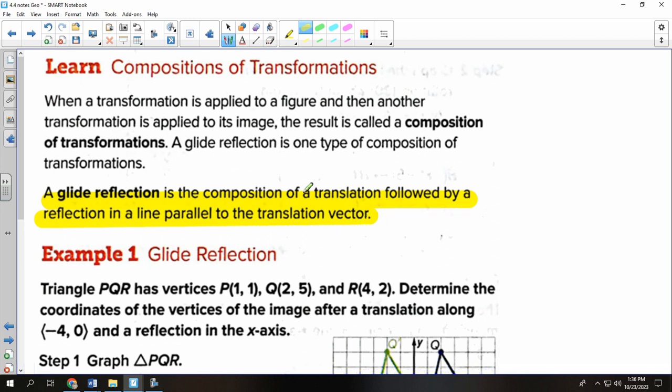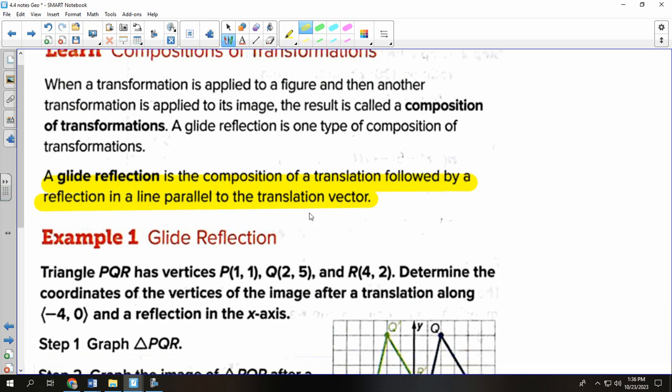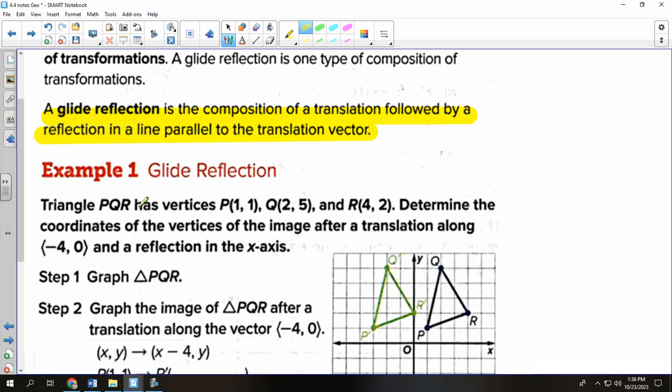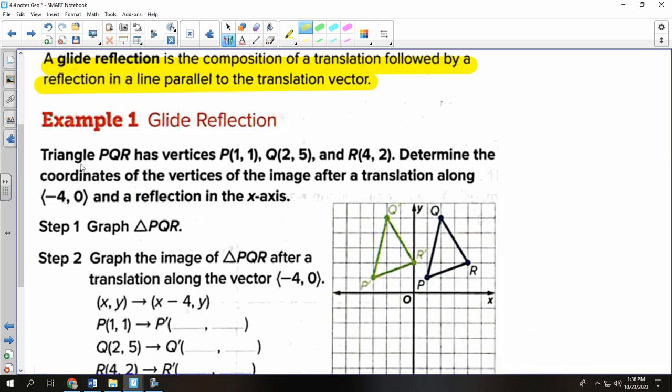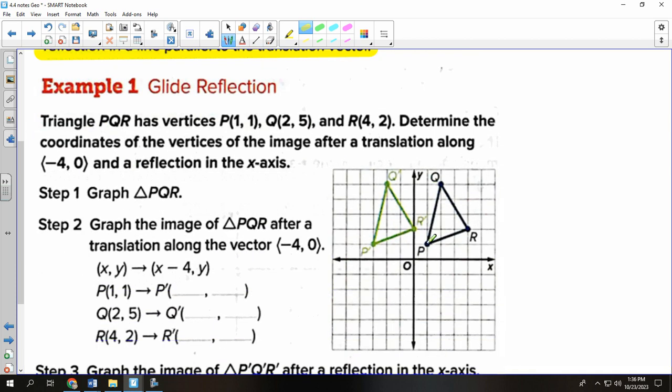So glide is reflection and then translation. Okay, let's look at a glide reflection here. Triangle PQR has vertices (1, 1), (2, 5), and (4, 2). Determine the coordinates of the vertices of the image after a translation along (-4, 0) and reflection in the x-axis.